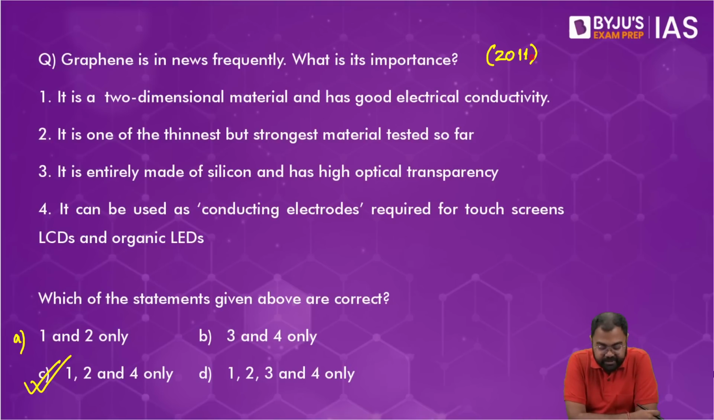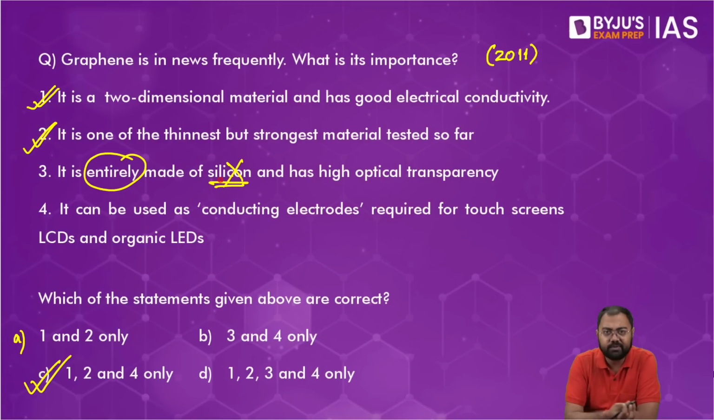It is a two-dimensional material and has a good electrical conductivity. Good is a very mild word. It is one of the best conductors of electricity. It is one of the thinnest but strongest material tested so far. That's also correct. It's entirely made of silicon. Entirely made of silicon. This is wrong.